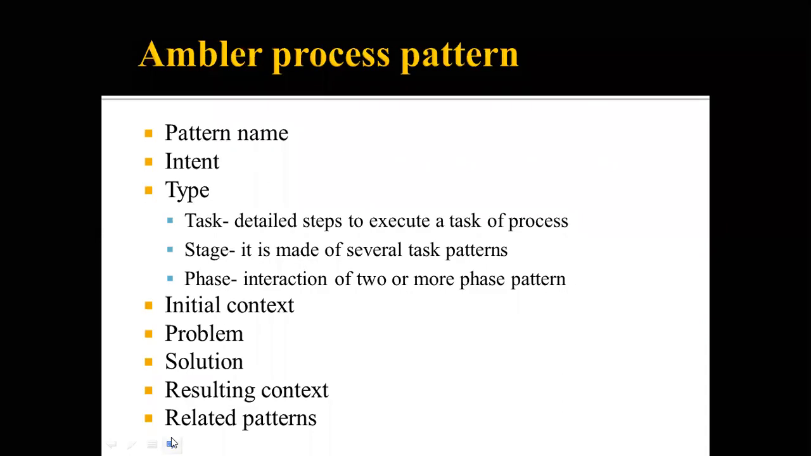Now we'll take an example of an Ambler process pattern. Within this pattern, the first thing that you need to write is a pattern name. Within this, you've got 8 different things that you need to define for a process pattern. Here you've got the pattern name. Within the pattern name, you need to give a meaningful name that is going to give you the functionality of a particular software process.